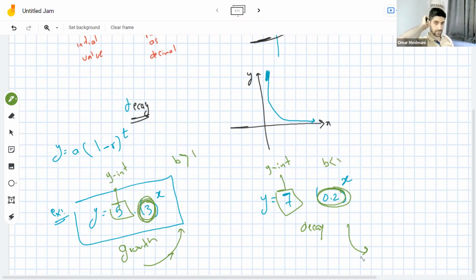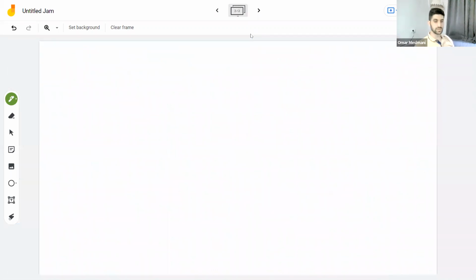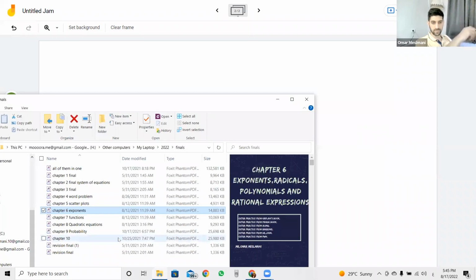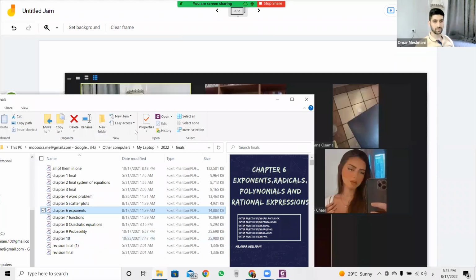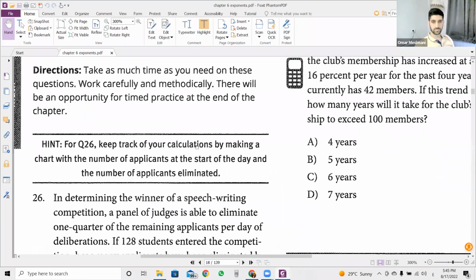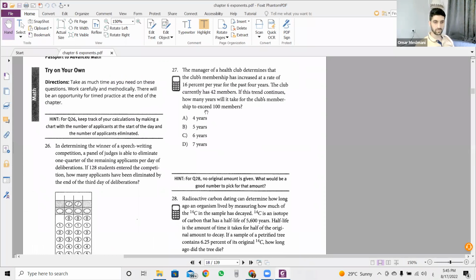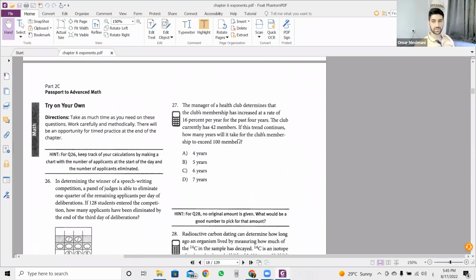Okay, is it okay till now? All right, and I guess we started solving some questions. I guess I started solving some of them. Did I open the file? Not yet. I guess we did solve 26. Let's try to solve 27.